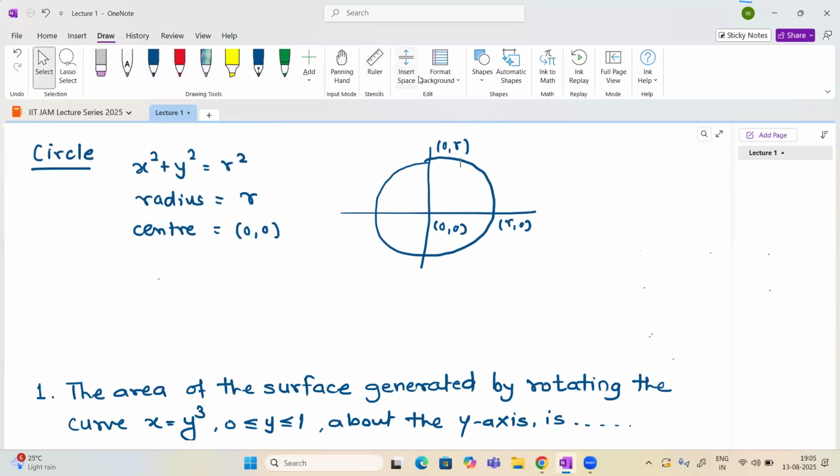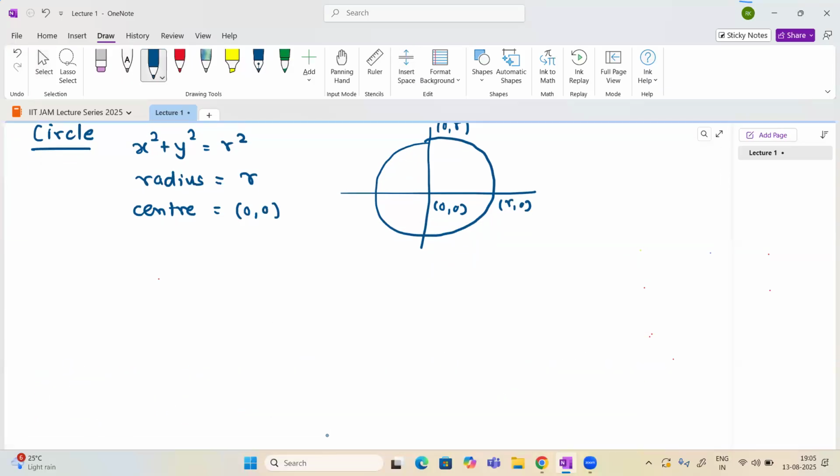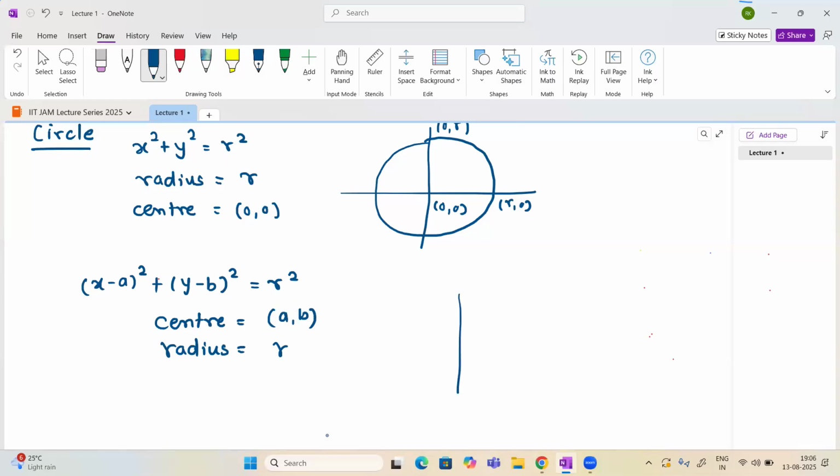Okay. So we will now talk about a more general circle, whose equation will be (x minus a) square plus (y minus b) square is equal to r square. This is again a circle. So what will be its center and what will be its radius? Center is (a, b) and radius is r. Most of you know this fact. Very good. So we have a center here (a, b) and radius is r.